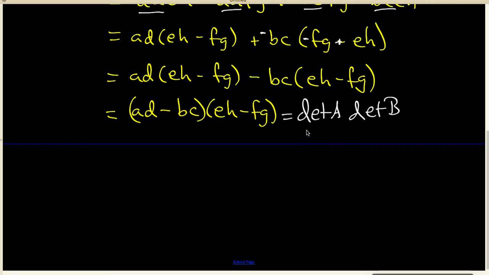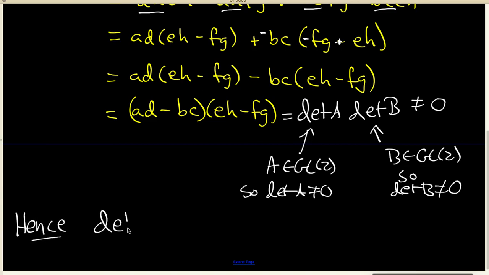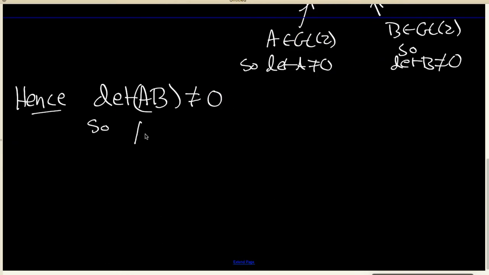And what I want to remember is that A is inside GL2, so the determinant of A is known to not be 0. B is inside GL2, so the determinant of B is not 0. And consequently, this product is not 0 because it is the product of two non-zero numbers. And that lets me make an important conclusion. The determinant of the product is not actually equal to 0, so AB is inside GL2.